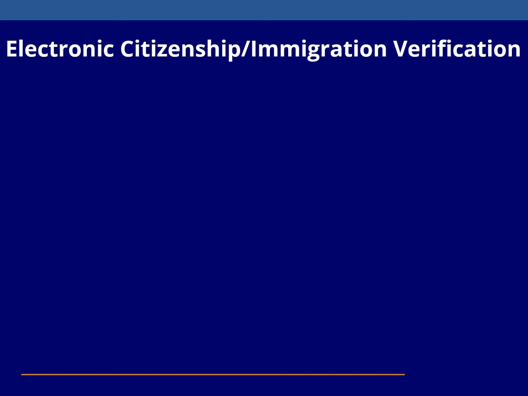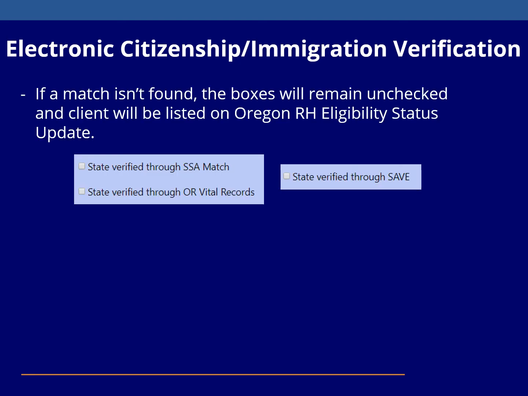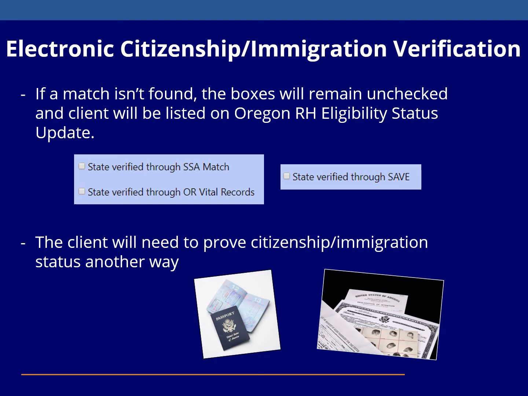Unfortunately, we aren't always able to verify a client's citizenship or immigration status electronically. When this happens, the state verified boxes will remain unchecked, and you will see their information in the monthly Oregon RH eligibility database update, which I will explain later. And then the client will have to verify their citizenship or immigration status by providing documentation.